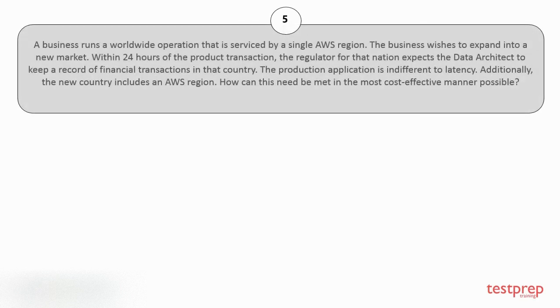Question number 5. A business runs a worldwide operation that is serviced by a single AWS region. The business wishes to expand into a new market. Within 24 hours of the product transaction, the regulator for that nation expects the data architect to keep a record of financial transactions in that country. The production application is indifferent to latency. Additionally, the new country includes an AWS region. How can this need be met in the most cost-effective manner possible?